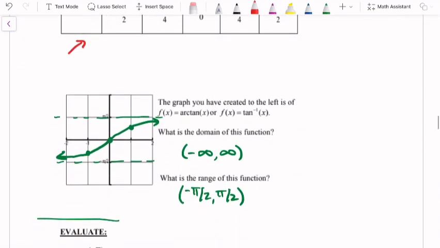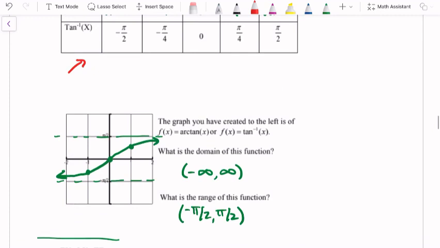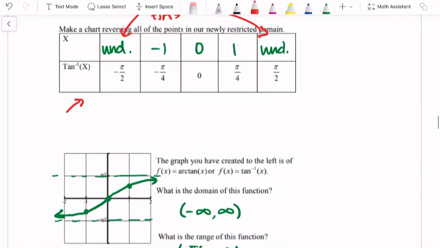Okay, so here's what our function should look like. I have a horizontal asymptote at -pi over 2 and pi over 2, which means that I'm undefined for my x values there, meaning there's never a specific point that's going to give me that specific y value. Okay, and so it kind of looks like this.